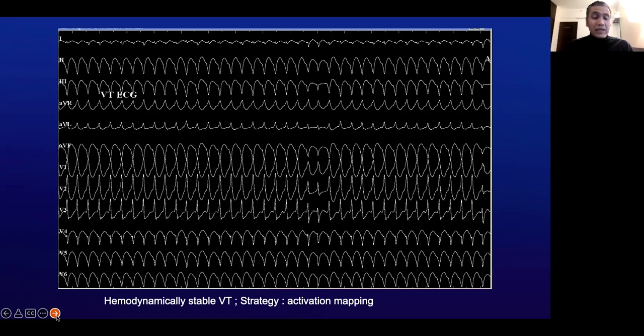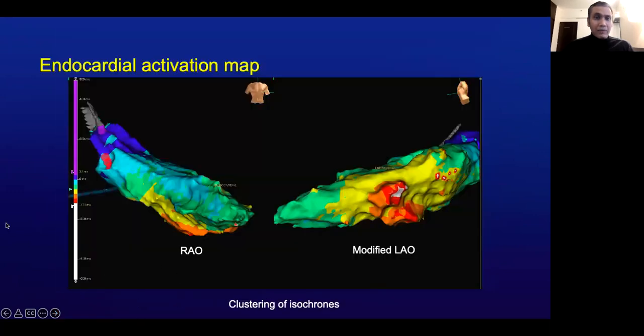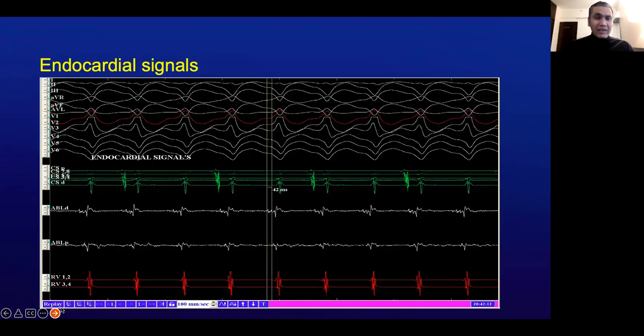This was a hemodynamically stable VT, and hence activation mapping was proposed to be used for ablating the same. The endocardial activation map was then created using the HD grid, and there was a clustering of isochrones which was noted in the lateral inferior wall of the left ventricle. Some of the signals at this location were initially fragmented, but never preceding the presystolic part of the ventricular arrhythmia.